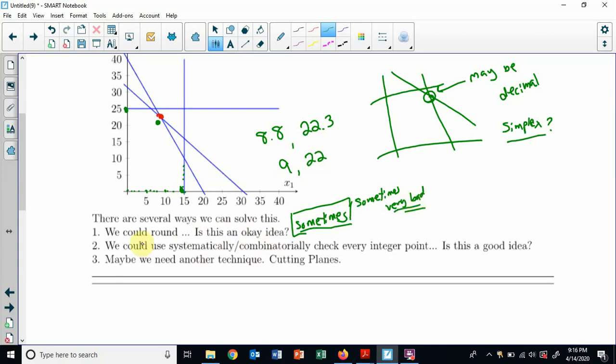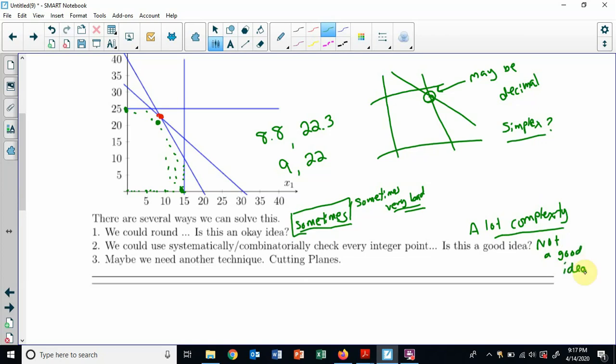Okay, so the next idea. If it's the integer points, couldn't we just check all of these integer points systematically or combinatorially? Check every integer point. You could even say, look, I know it's not 0, 0, I know it's not these, I could just check half these points, maybe all these points up here. Is that a good idea? Well, there are a lot of points there. That's going to add a whole lot of complexity. If you're doing it on a computer, that's going to add a whole lot of runtime and eat up a whole lot of memory. It's going to cost you a lot as far as computing goes. So typically, that's not a good idea.